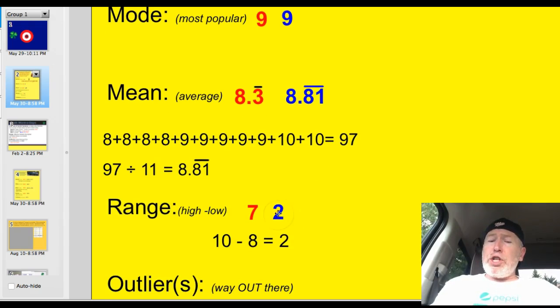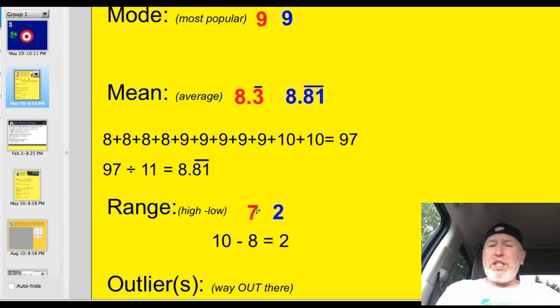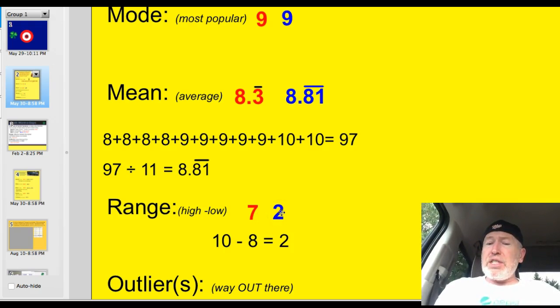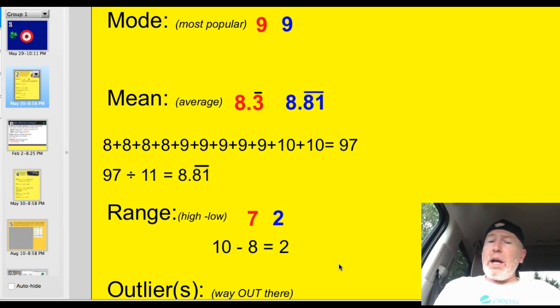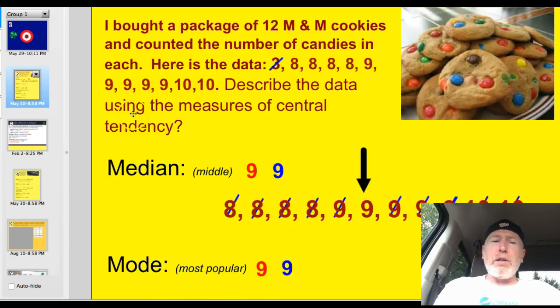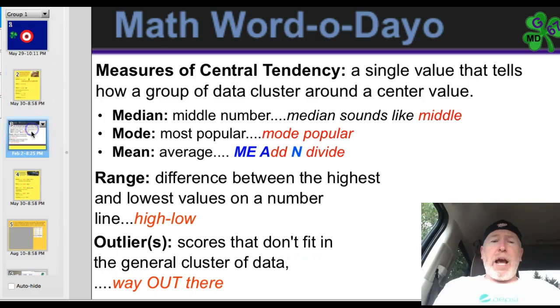The range also changed. Last night we had 10 M&Ms minus the 3, a range of 7. In the blue here, you can see that tonight it's 10 minus 8. The range is only 2. That's because we took the outlier out. This is probably a more accurate representation of how many M&Ms per cookie when you buy a dozen cookies at Byerly's. All right, let's take a look at the vocabulary for tonight.